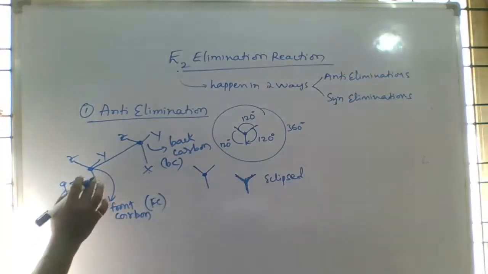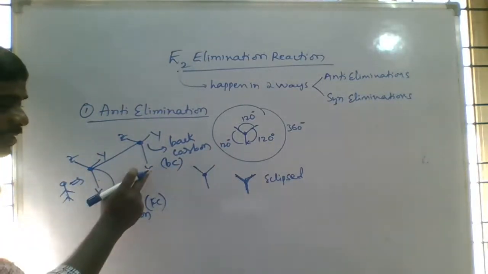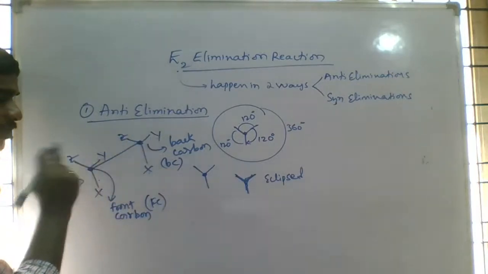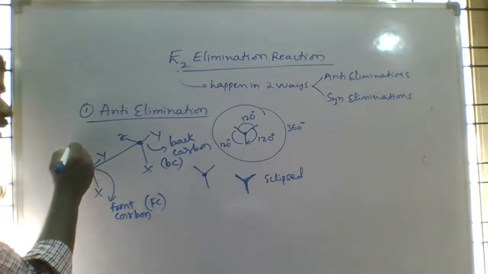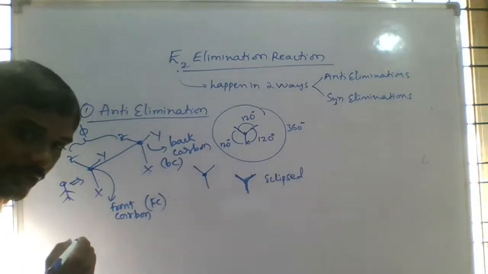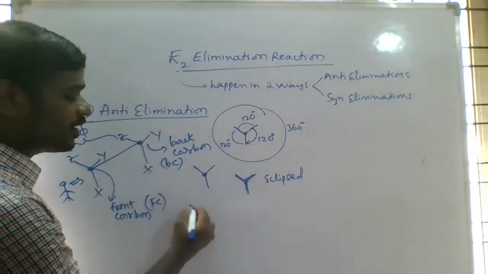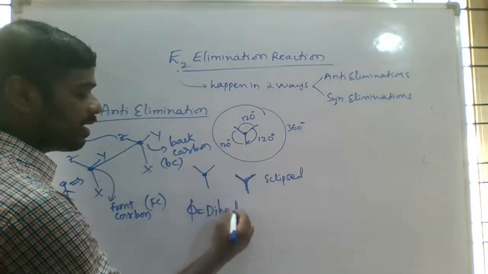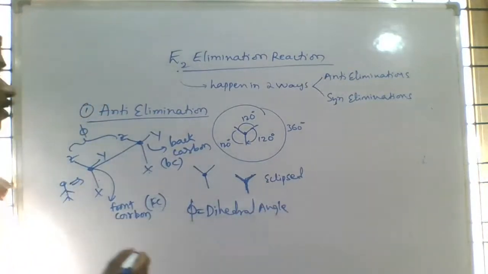So what happened? The observer is looking in this direction. This X is exactly backside of this X, and this Y is exactly backside of this Y, and Z is exactly backside of this one. These two separation angles can be denoted by phi. This angle is called the dihedral angle. Phi is called the dihedral angle.